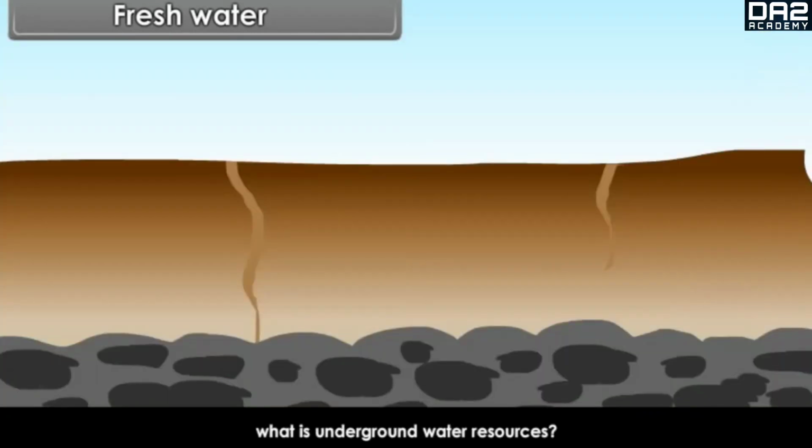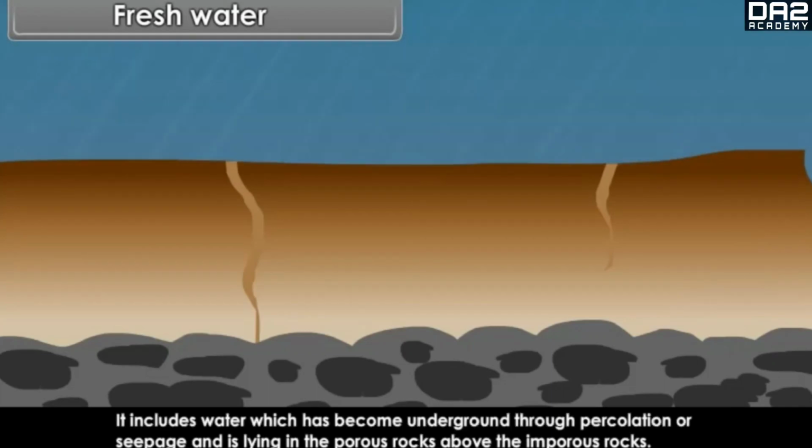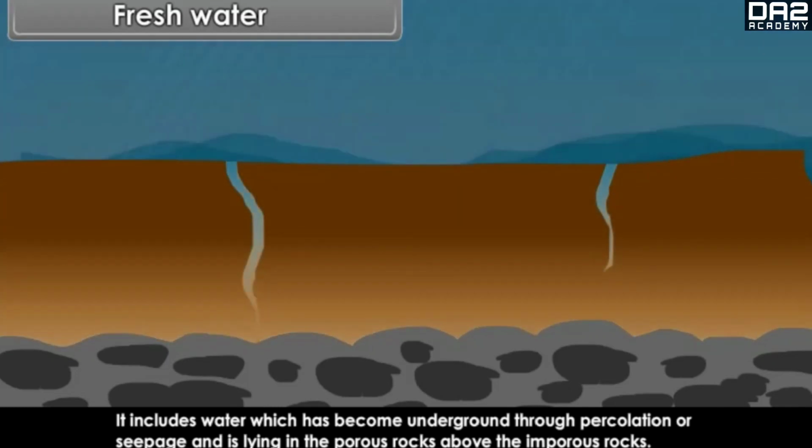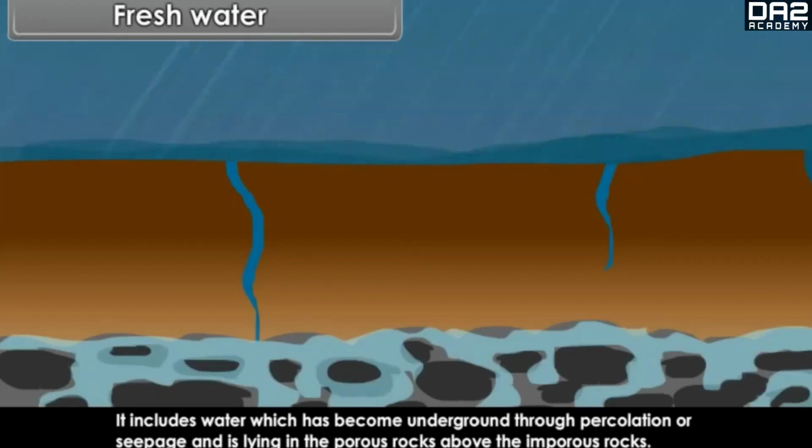Now, let us understand what is underground water resource. It includes water which has become underground through percolation or seepage and is lying in the porous rock above the impervious rocks.